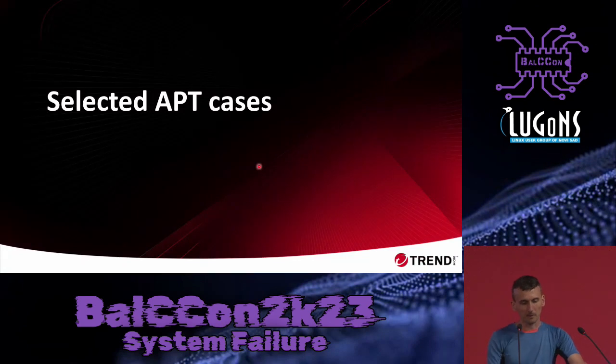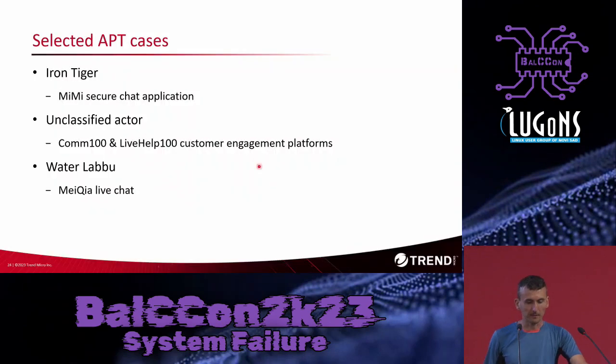And now I'll talk a little bit about 3 APT cases which I helped to investigate in the past year or half a year. These threat actors: the first is the Iron Tiger threat actor, with an application called MimiChat. Then another actor which we didn't give any special name, but they abuse the applications called Comm100 and LiveHelp100, customer engagement platforms. And the third threat actor is called Water Labbu, and the application is called Meiya.